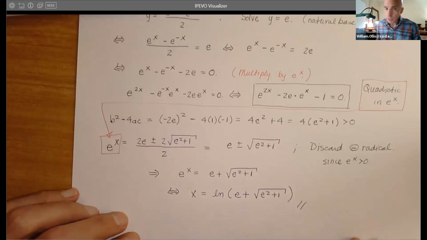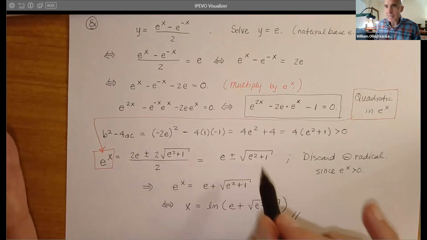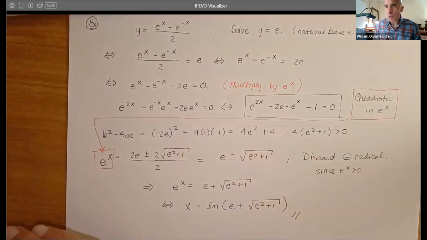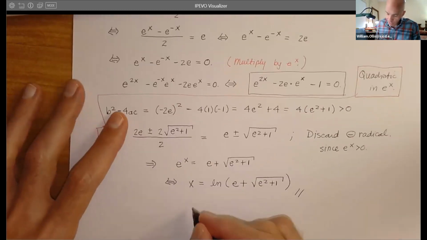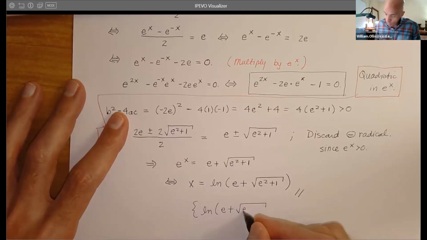So the beauty of this problem is that I wanted to introduce a technique of converting an equation to quadratic form. This is a standard technique in mathematics. Because we understand the quadratic equation and its theory, any equation in quadratic form can therefore be solved. And so now when we write the solution set, we have the natural log of e plus the square root of e squared plus 1.